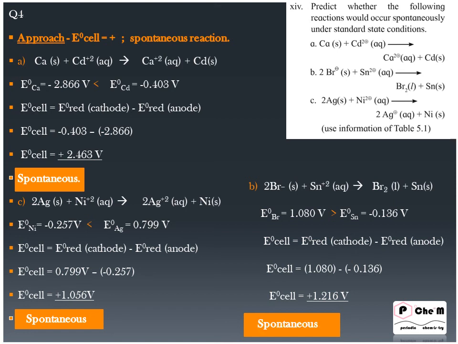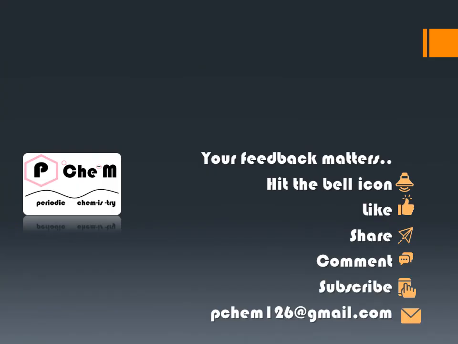So this is a very important application of standard reduction potentials or the standard cell potentials, because we can determine whether the reaction is going to occur spontaneously or not before even performing the experiment. So we can make the right choice of the electrodes, that is cathode and anode, and make our reactions occur spontaneously. Alright, so this was all about this part of electrochemistry.